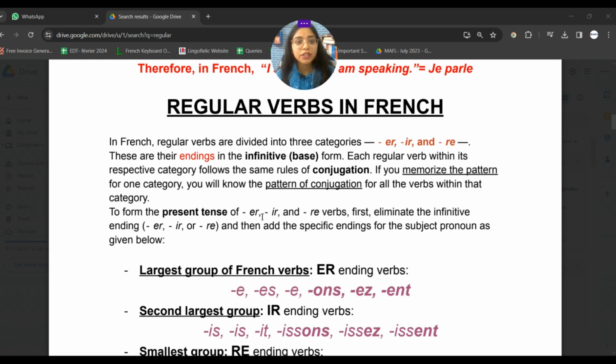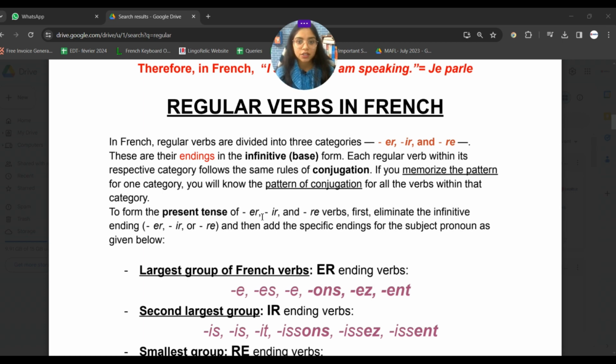So each verb within its respective category follows the same rules of conjugation. Now let's also understand the concept of conjugation. What is conjugation? What does it mean to conjugate a verb? When in English you say I do, you do, but he, she does. So why are we using does with it?